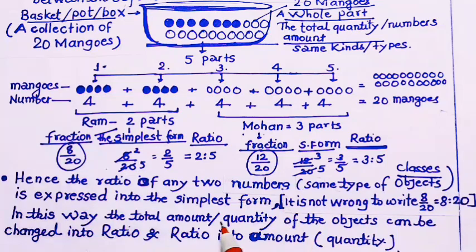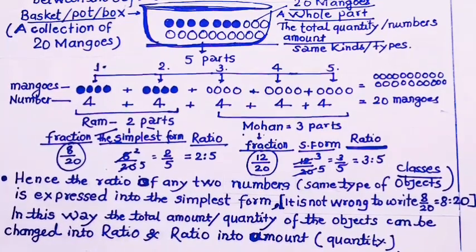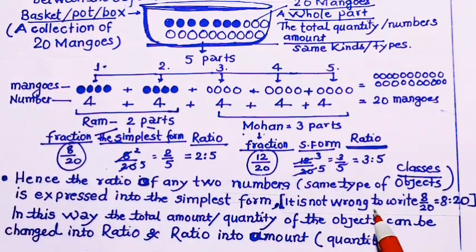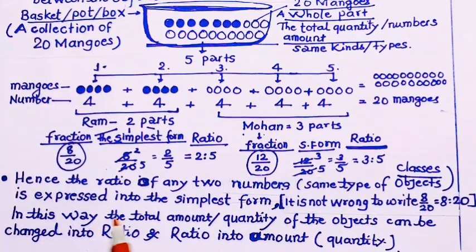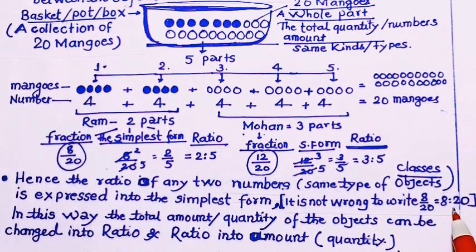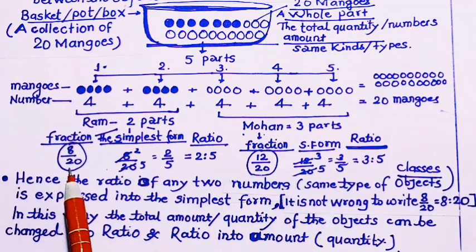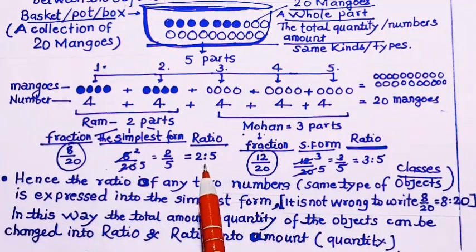and besides it, it is not wrong to write 8 by 20. 8 by 20 we can also express in this way: 8 by 20 equals 8 to 20. It is not wrong to write in this way, but it is better to express this number always as a ratio.